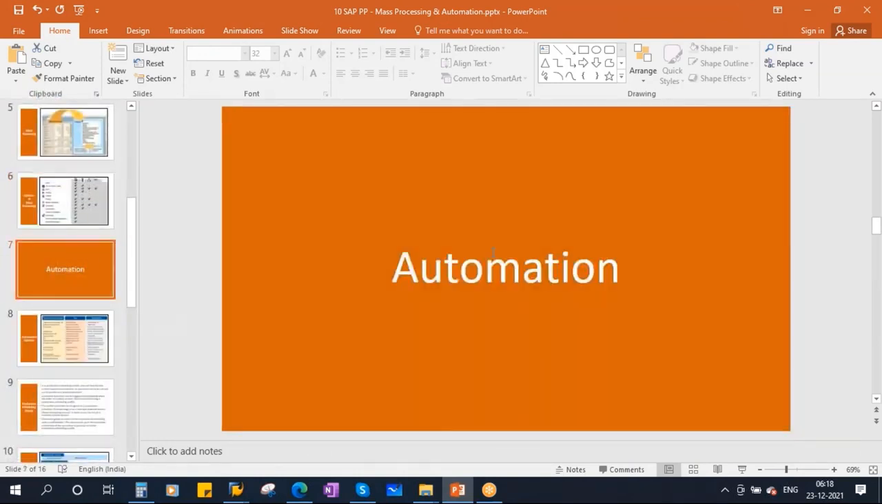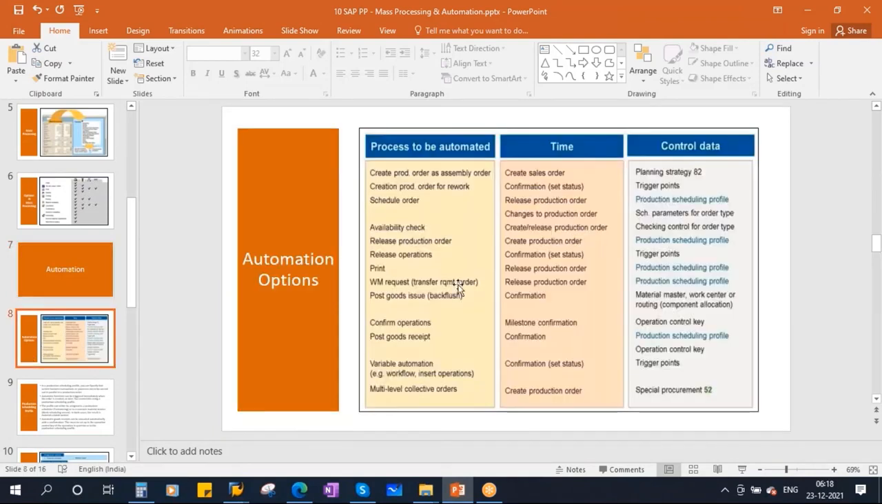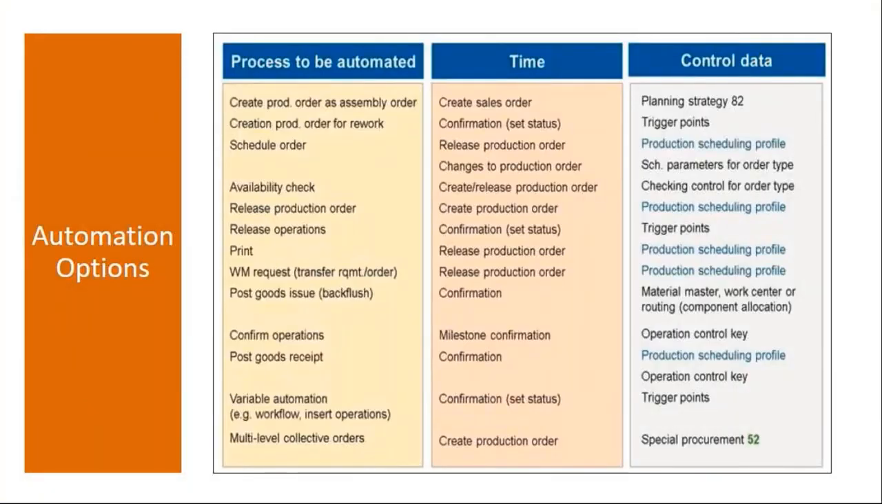Now we will talk about automation. Automation is basically where you do some automatic actions during production order processing. You have a process which you want to automate: at what point in time, what is the time, and which data controls it.